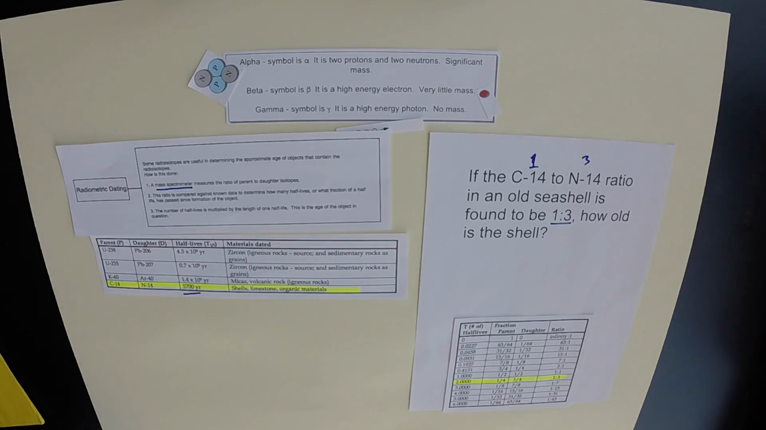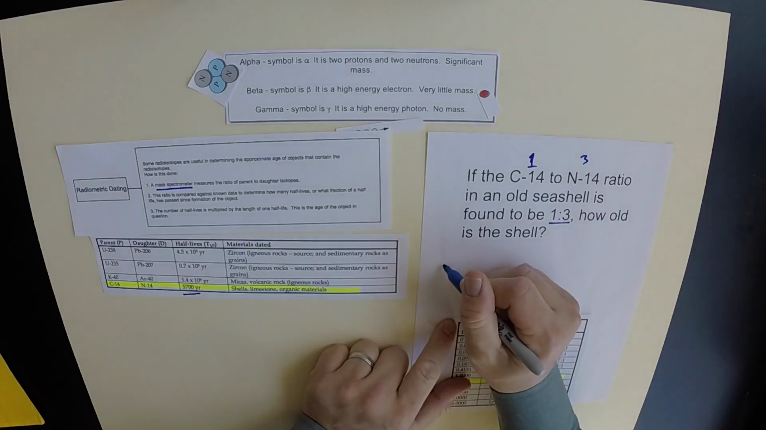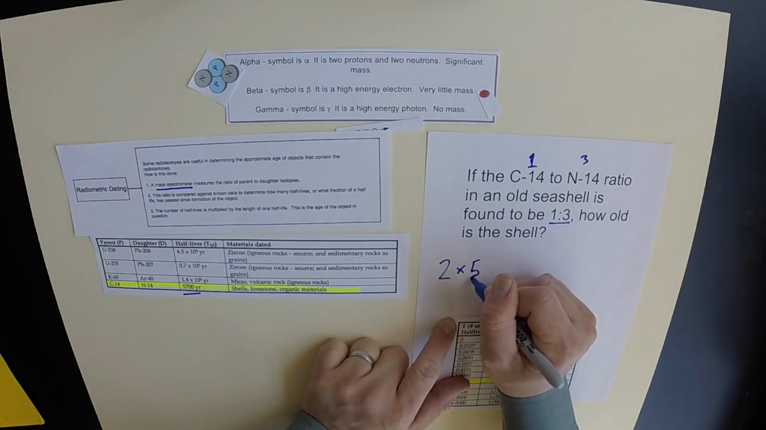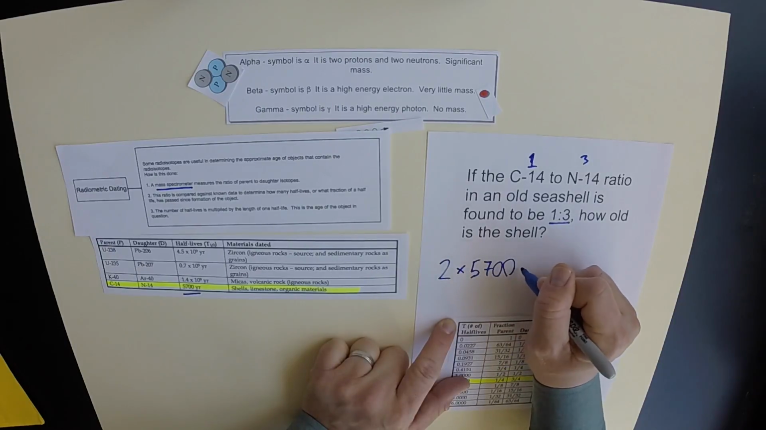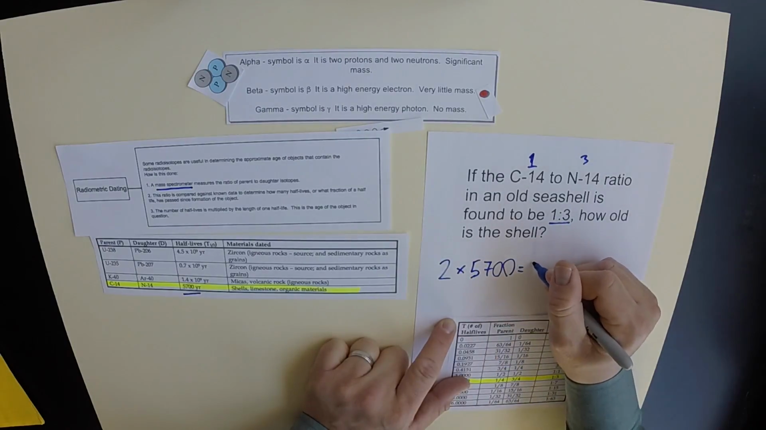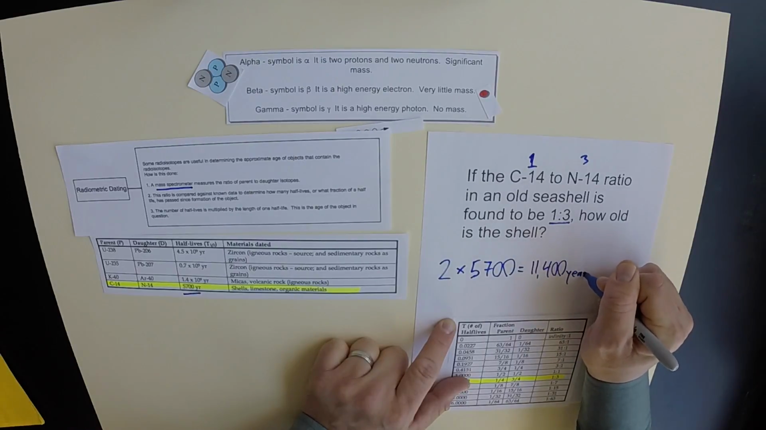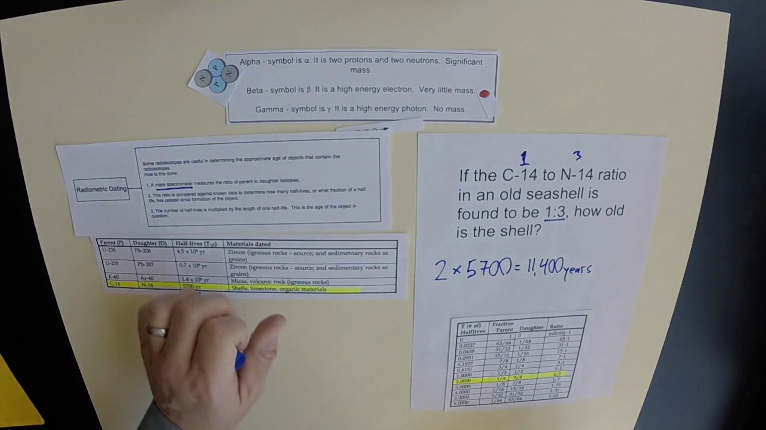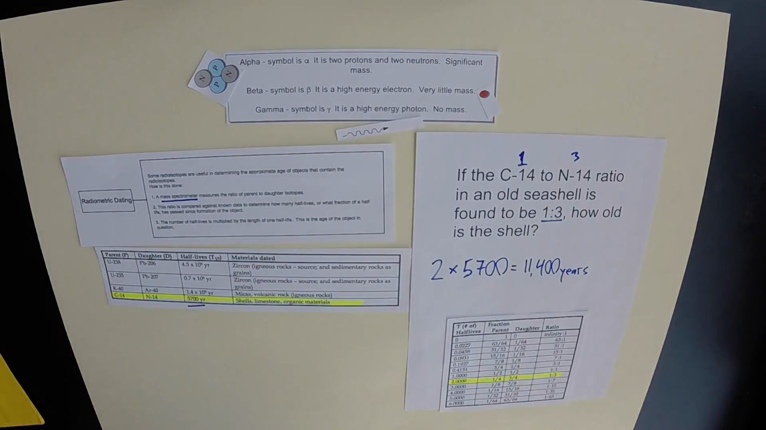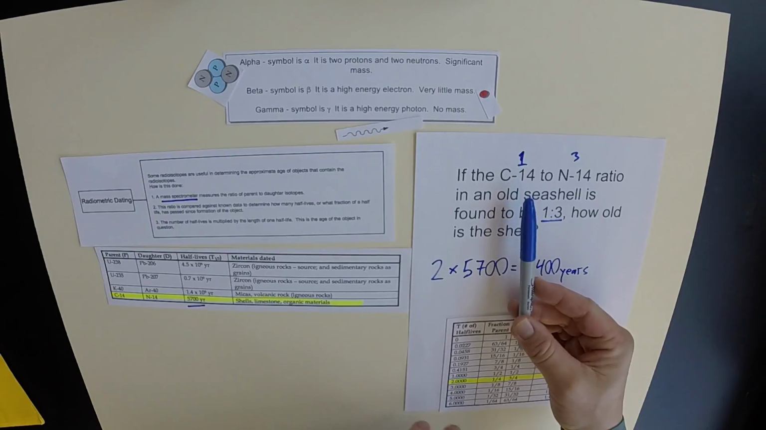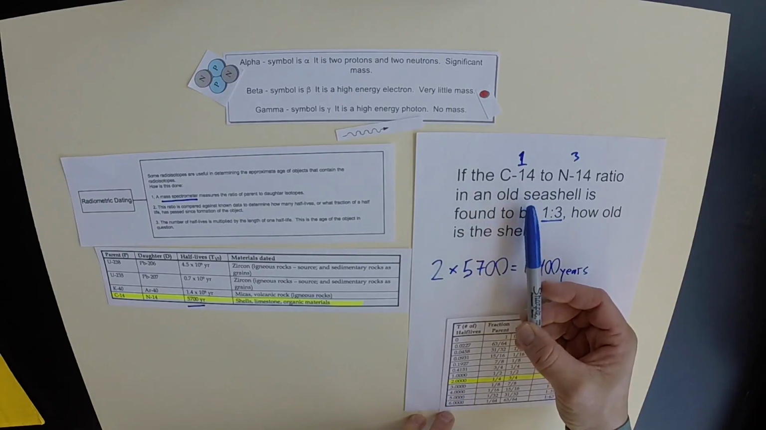5,700 years. So to do the problem, we're going to take 2 half-lives and multiply that by 5,700. And the number we get there, 11,400 years. So what that tells us is, in any living object, the C-14 begins to decay and to not be replenished when an object dies.